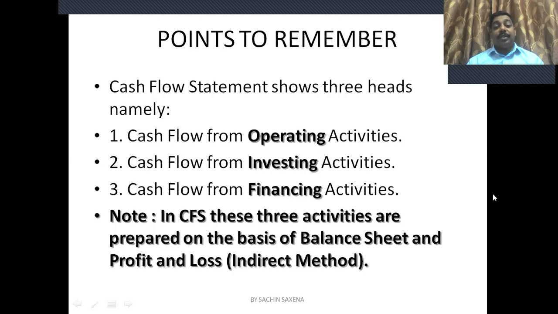Coming to the next, a note is there in the cash flow statement. The CFS is the cash flow statement. In CFS, these three activities are prepared on the basis of the balance sheet and profit and loss. So we will talk about the indirect method only, not the direct method. If we talk about the indirect method, whatever cash flow statement we have to prepare, we prepare it through the financial statements, meaning the balance sheet and profit and loss.